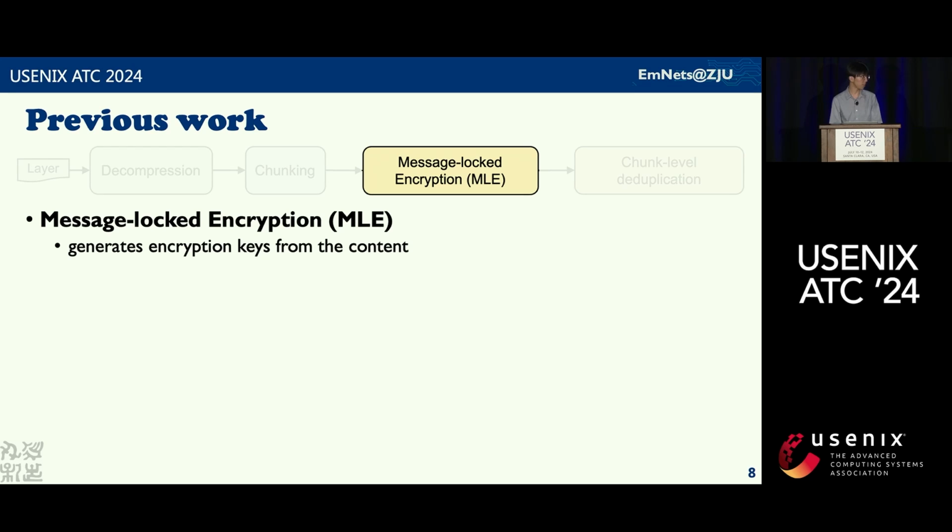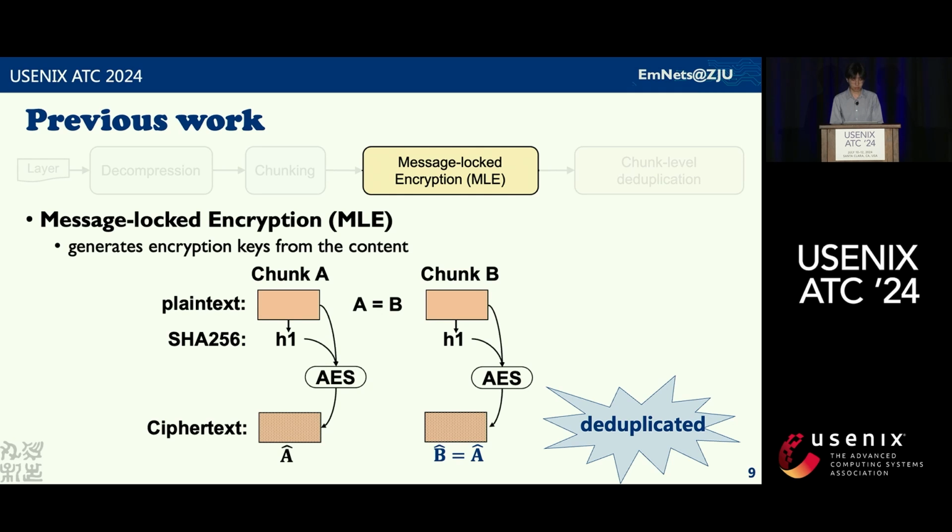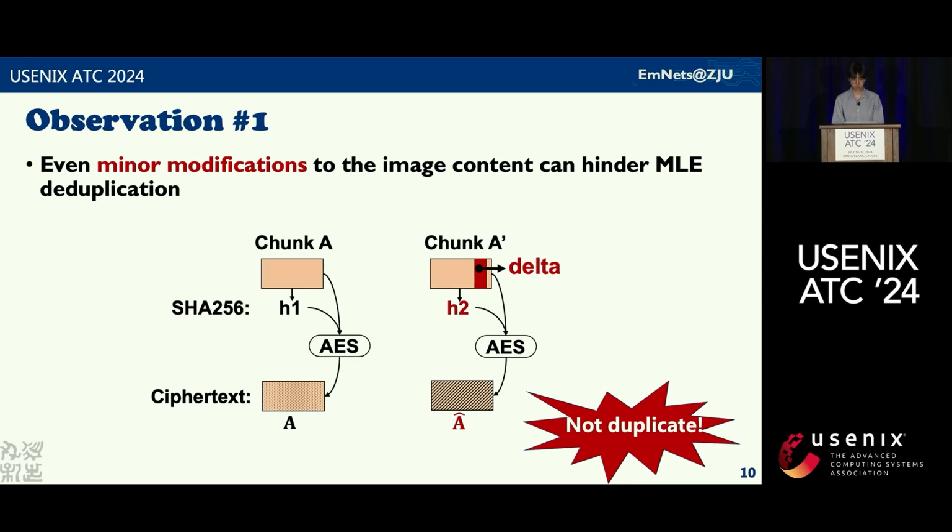So the key technique here is MLE. It can generate encryption keys from the content. For example, chunk A and chunk B have identical contents, and the MLE first calculates the cryptographic hash value, for example, the SHA hash value of the chunk content, and then utilizes the hash value as the AES key. So after the AES encryption, the ciphertext chunk A and chunk B are identical so that they can be deduplicated.